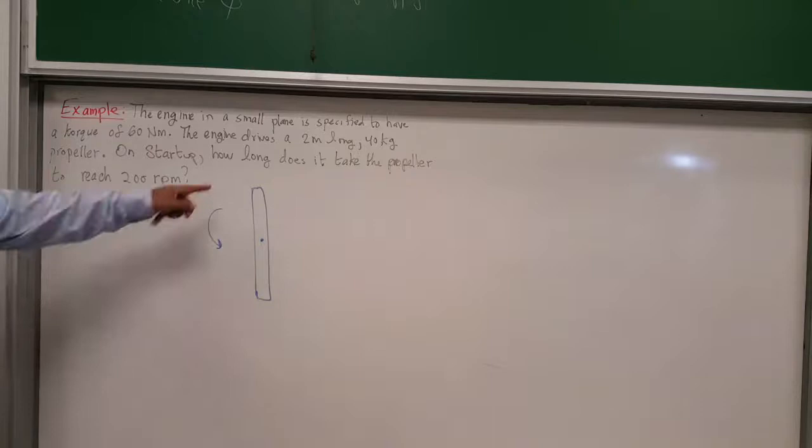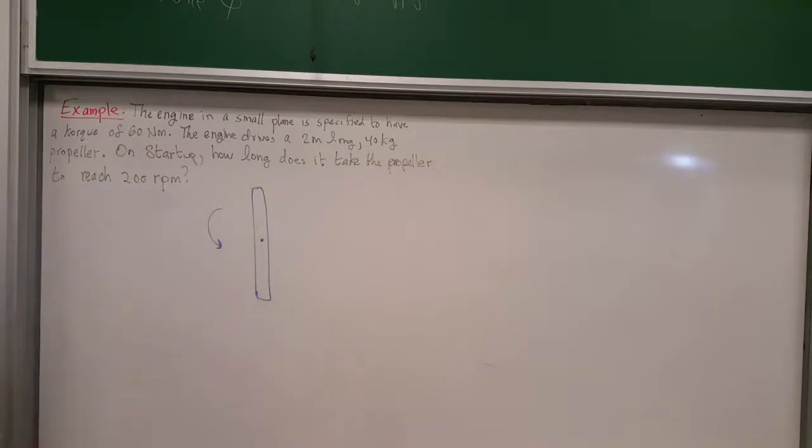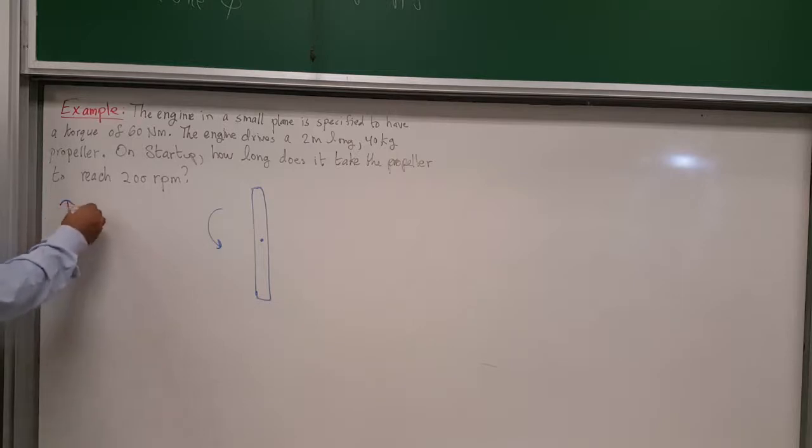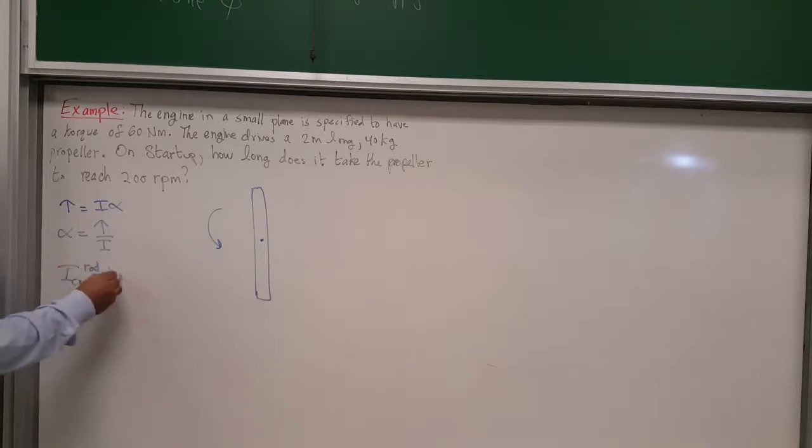So what's the moment of inertia of a rod about its center of mass? Because here they say how long, so it will accelerate. So we need to calculate the angular acceleration. We're going to start with the fact that the net torque is equal to I alpha, and then calculate alpha from the torque: alpha would be tau divided by I. I know the torque, but I don't know the moment of inertia. But the moment of inertia about the center of mass for a rod, if you remember, was 1/12 the mass of the rod times the length of the rod squared.